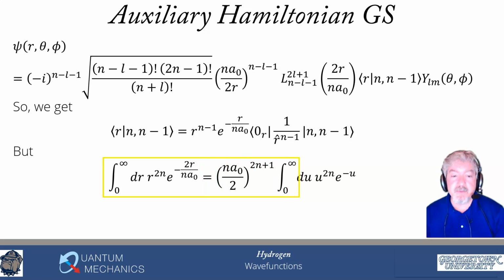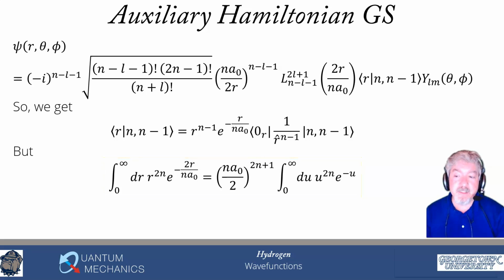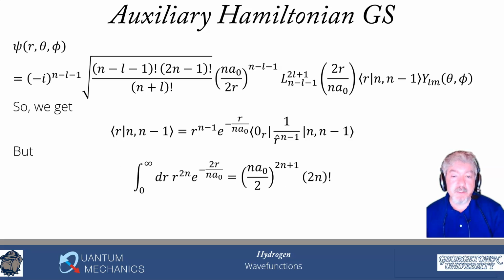So I'm going to do a u substitution, let 2r over na0 be u. I get a factor out in front, na0 over 2 to the 2n plus 1. I have an integral du, u to the 2n, e to the minus u. Now you can shove this into Wolfram Alpha to get what the result is, or you can remember Feynman integration. I can put an alpha in that exponent, recognize that this is a 2n-fold derivative of that with a minus 1 to the 2n. And then if I evaluate that and then set the alpha equal to 1, you find that that's going to equal 2n factorial. So that integral becomes 2n factorial.